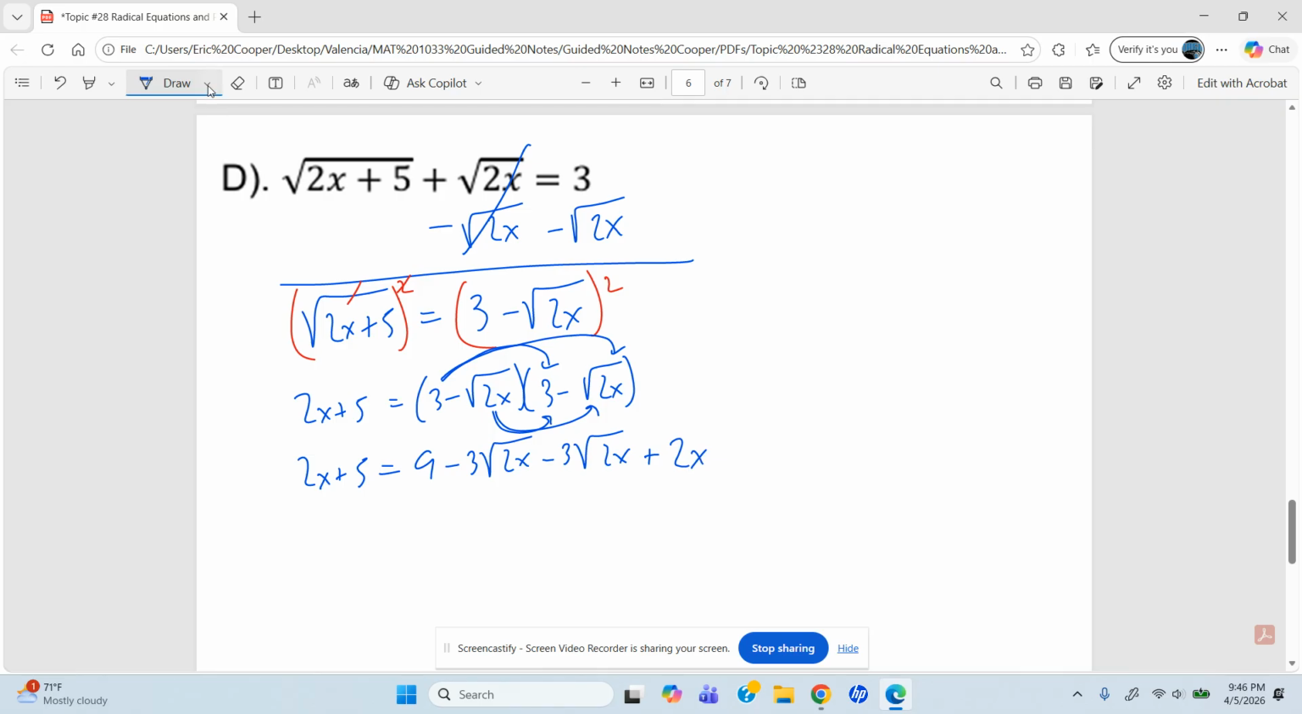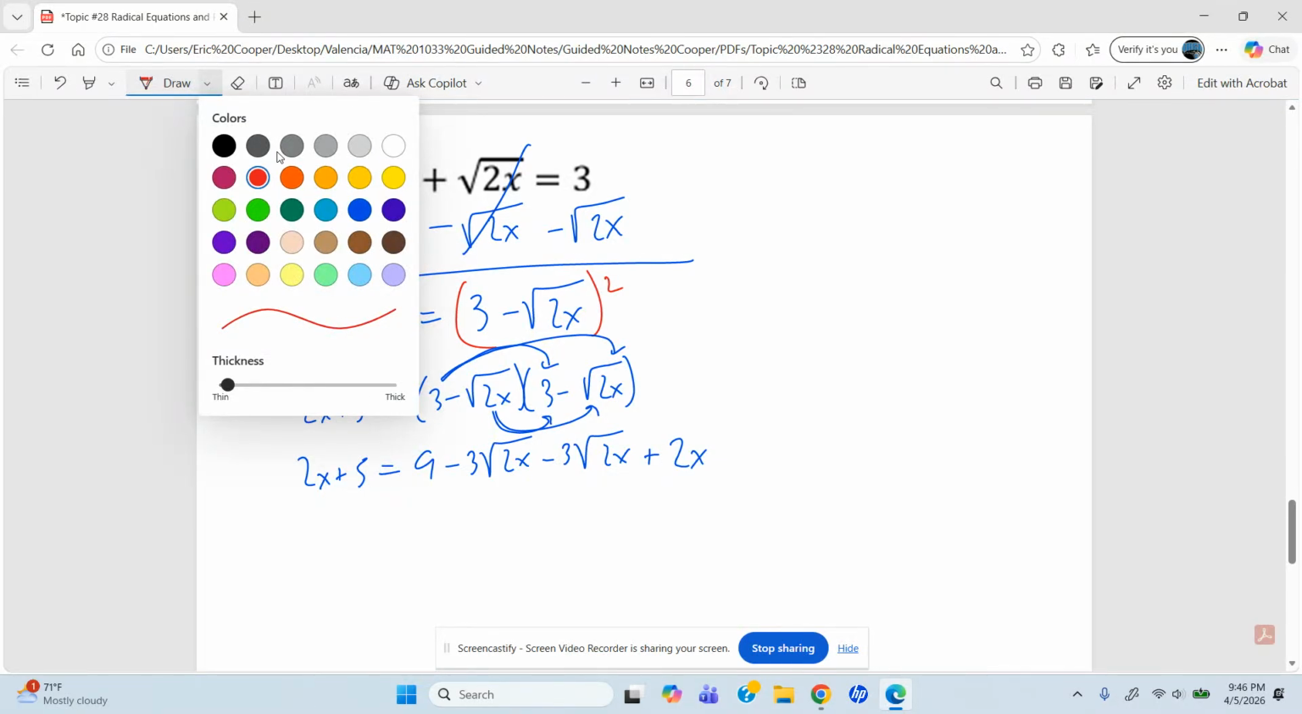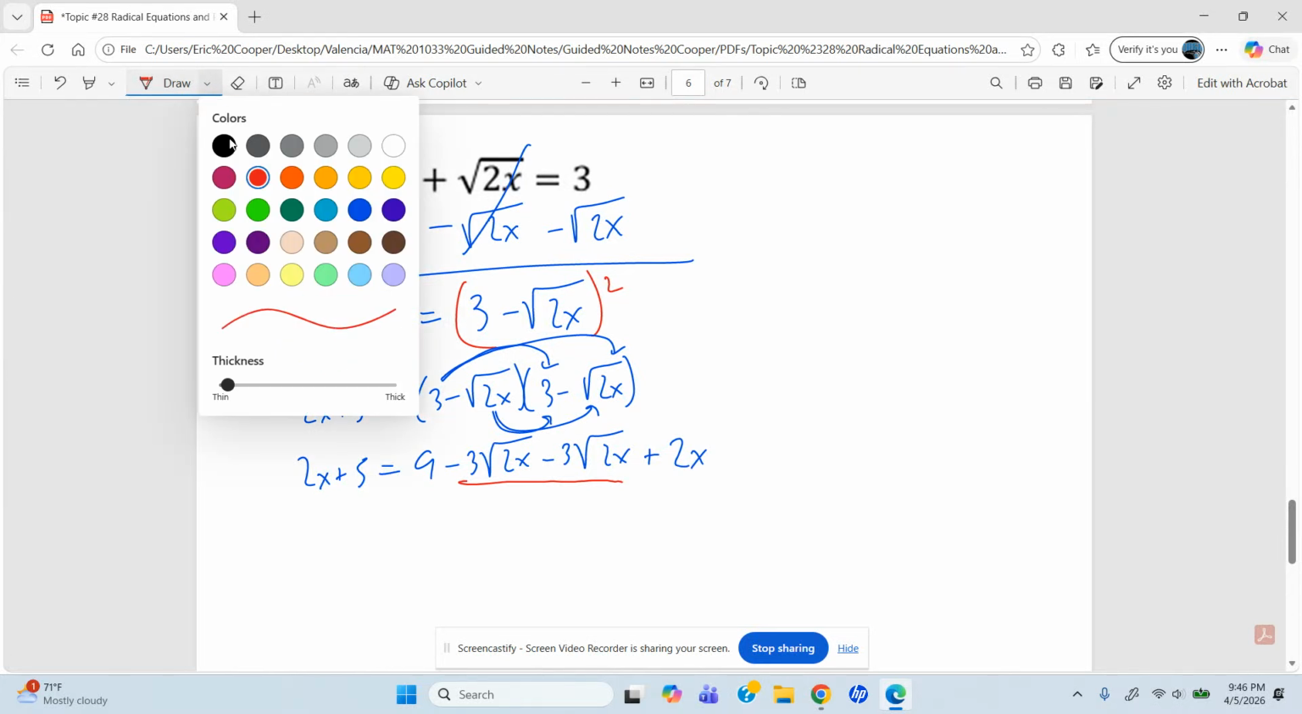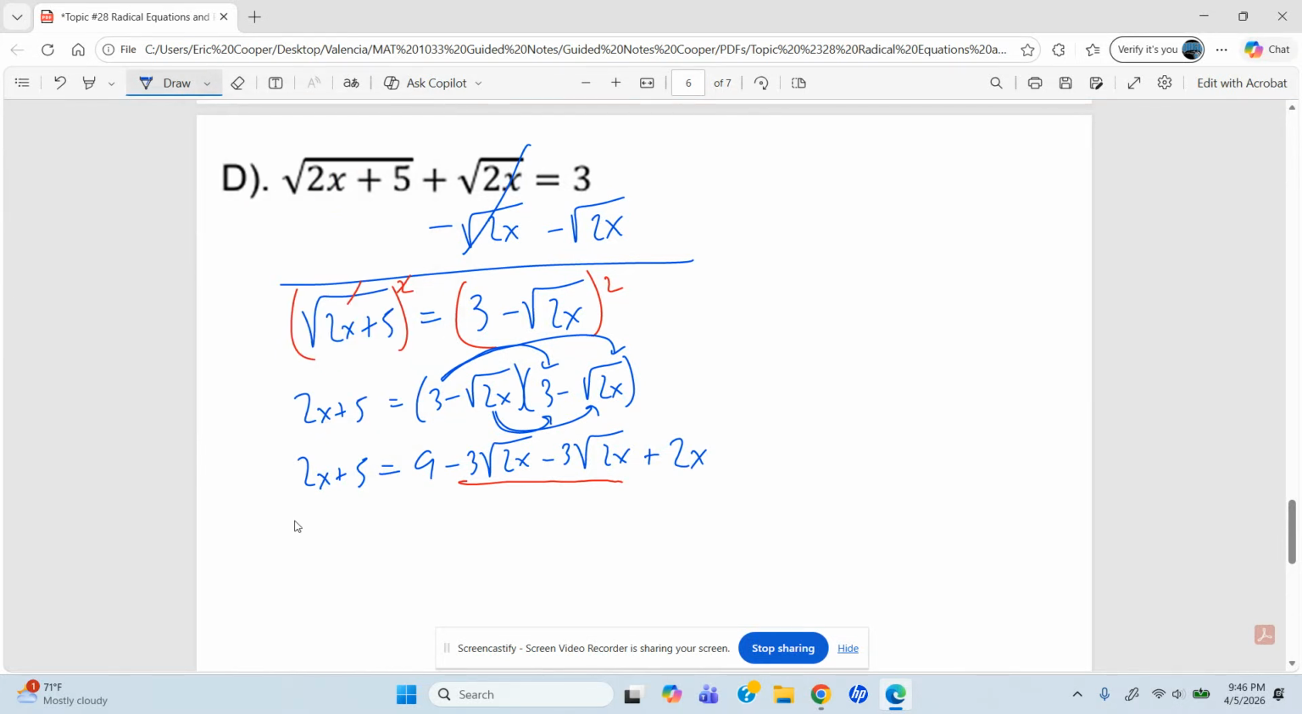2x. Before I go any further, I notice that in the middle I have like radicals. They both have a square root of 2x, so those will be able to combine. So I've got 2x plus 5 equals 9 minus 6 square root of 2x, because negative 3 minus 3 is negative 6, plus 2x. Now my job is to get this radical by itself.